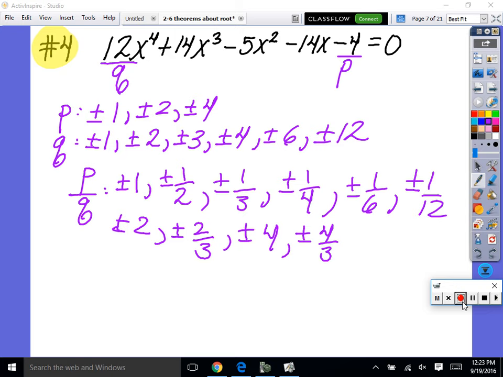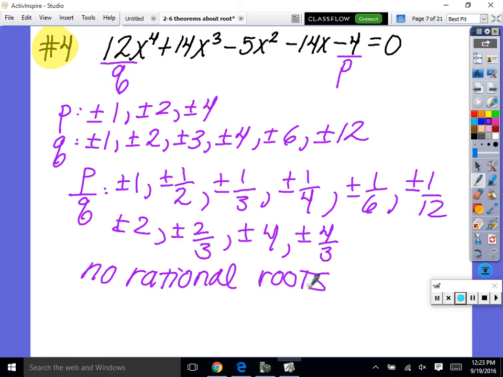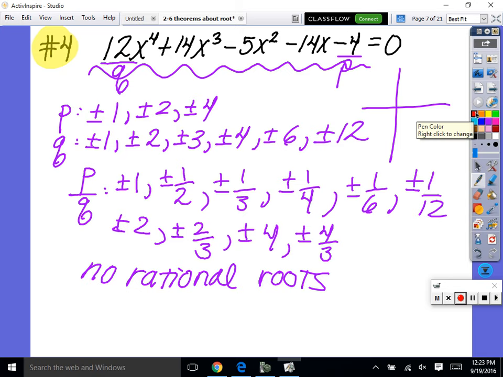Well, I tested all these bottom ones and also got none. So there were no rational roots. Now everybody graph it in your graphing calculator. Ready, set, go. Type that into your graphing calculator. Now I'm showing you making sense of this for you, so that's why I'm having you type it in. So everybody type in 12x to the 4th, plus 14x cubed.